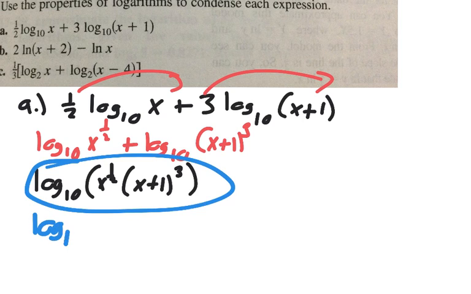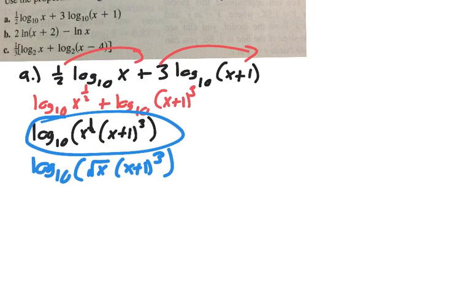Some books may want you to rewrite that 1/2 power as square root of x. I don't care. You can either leave it as 1/2 or you can rewrite it as a square root. I don't care either way. I typically leave them as 1/2s because I like to deal with exponents with logarithms more so than I do with radicals. Any questions on A part? Condensing logarithms. Rewriting it as a single logarithm.